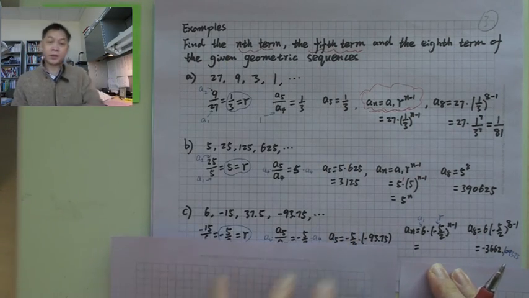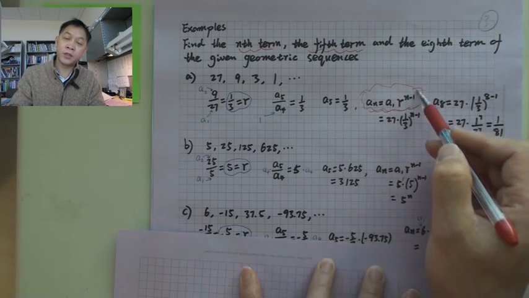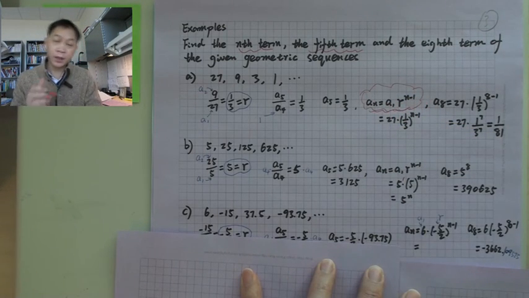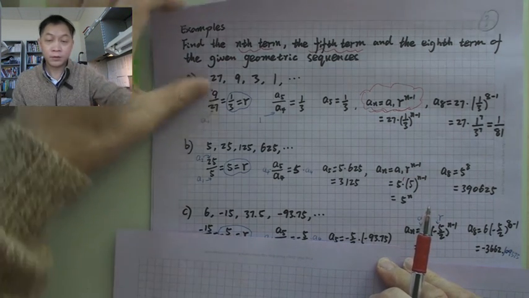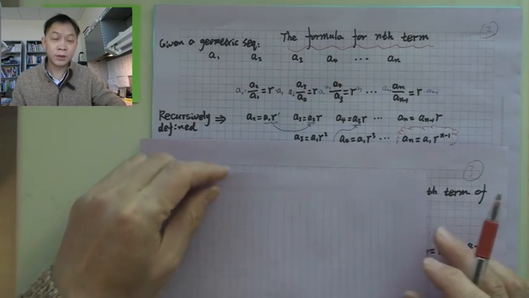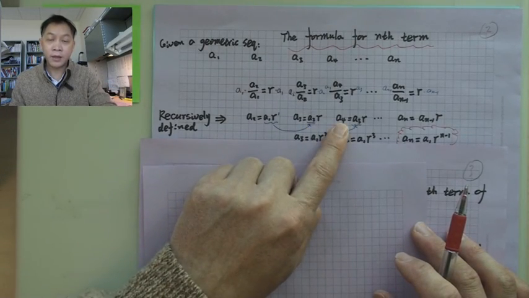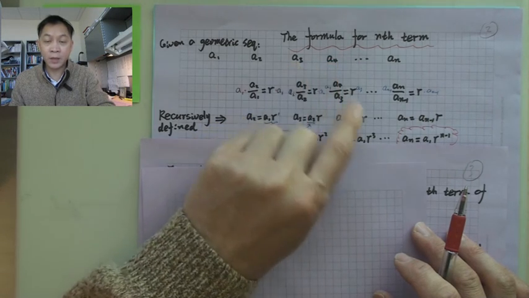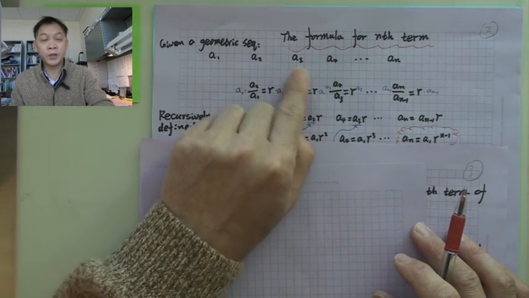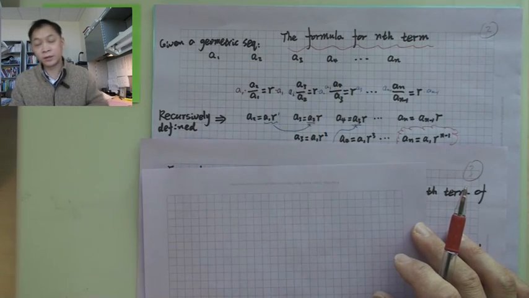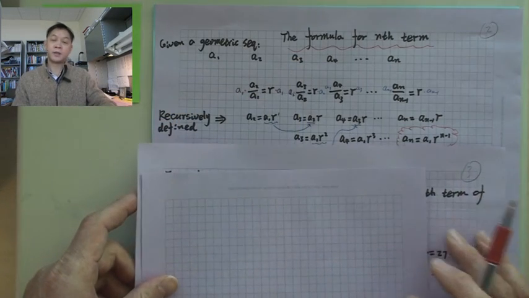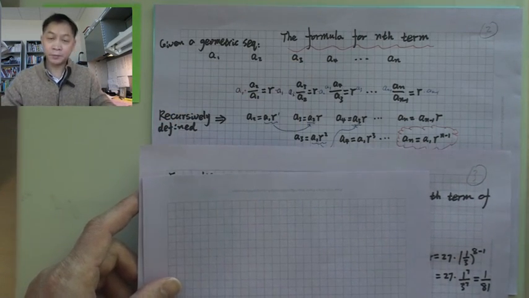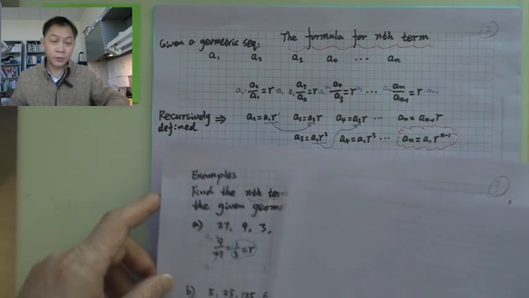So remember, this is the general formula. And the recursive definition would be like this: the nth term is the previous term times R. So use R to hit on the previous term, to get the following term. Hitting means multiplication. Those two you've got to remember. Now we are done with 3 pages. I want to move on.